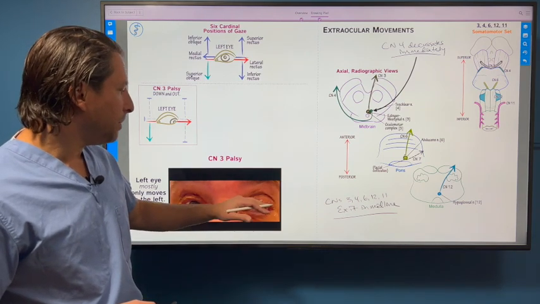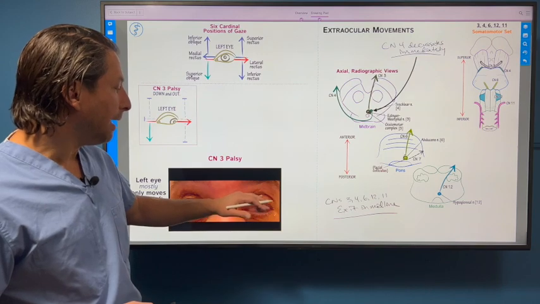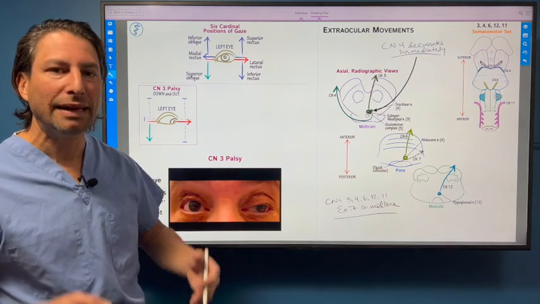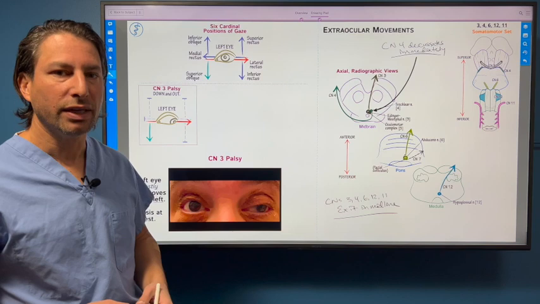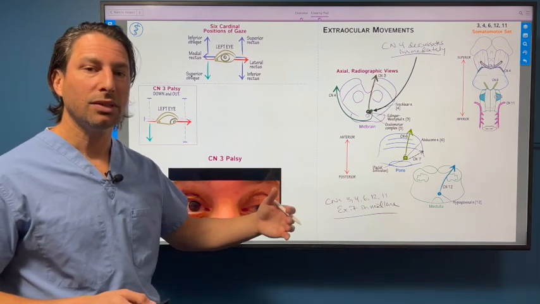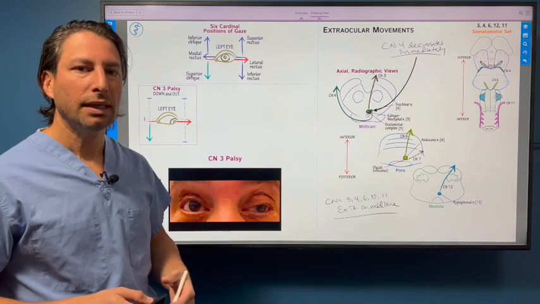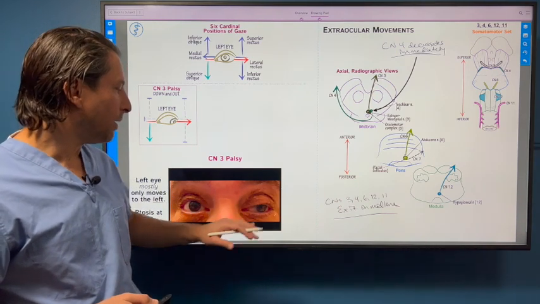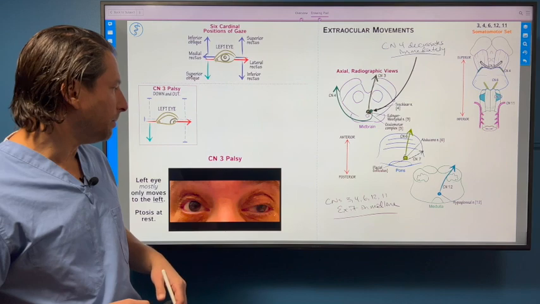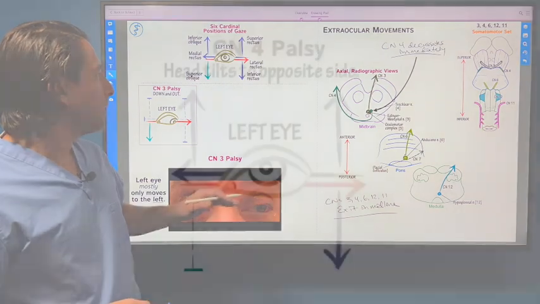Now the eyelid is down because of levator palpebrae denervation. This is in opposition to Horner syndrome, where the superior tarsal muscle is denervated. But in a cranial nerve 3 palsy, it's levator palpebrae. So what about cranial nerve 4?